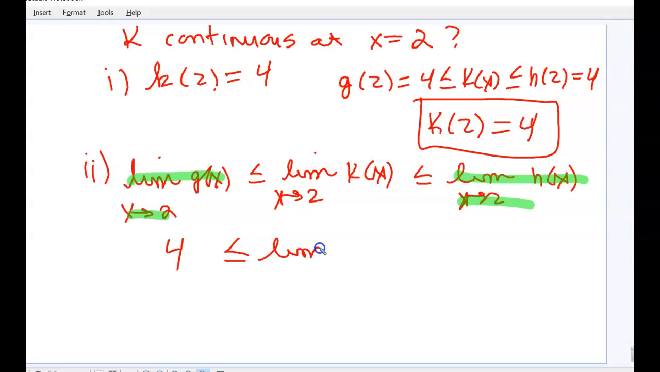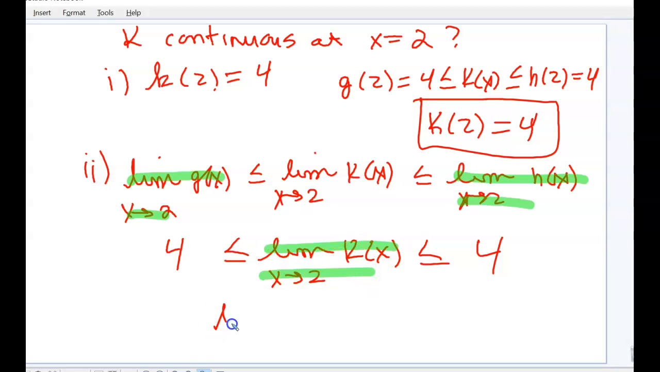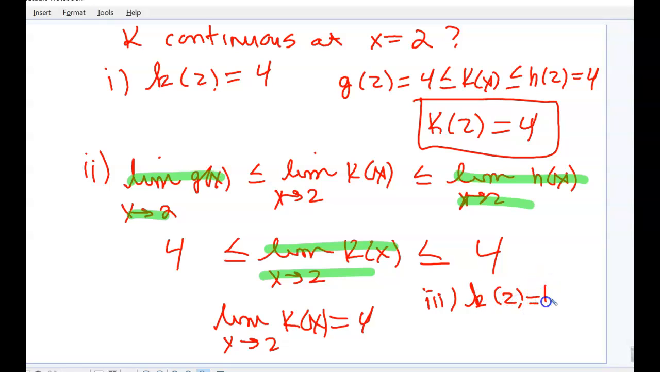4, and we know that the limit as x approaches 2 of h of x is 4. So by the squeeze theorem, it concludes that the limit as x approaches 2 of k of x is also 4. So I've met part 2 of my continuity definition. And by part 3, since k of 2 equals the limit as x approaches 2 of k of x, and they both equal 4, therefore k of x is continuous at x equals 2.